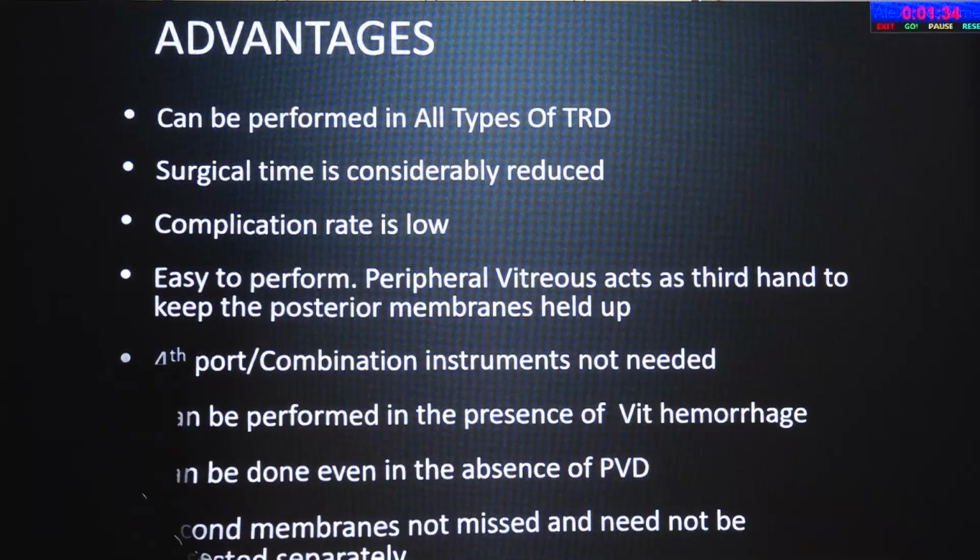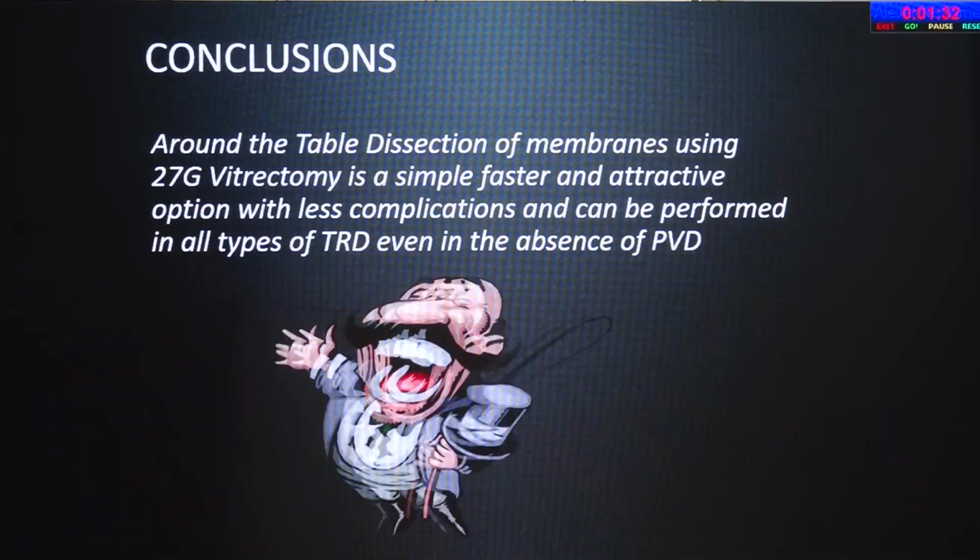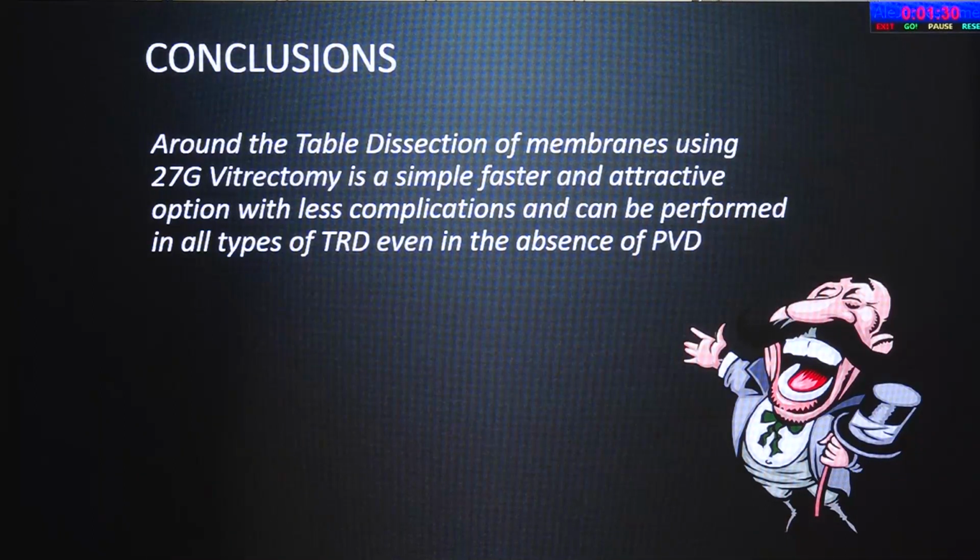To conclude, en bloc dissection of membranes using 27 gauge vitrectomy is a simple, faster, and attractive option with fewer complications and can be performed in all types of tractional detachments.